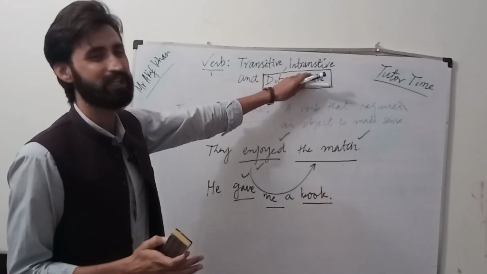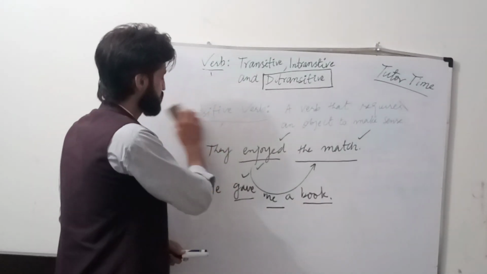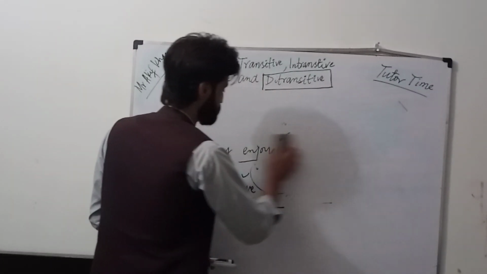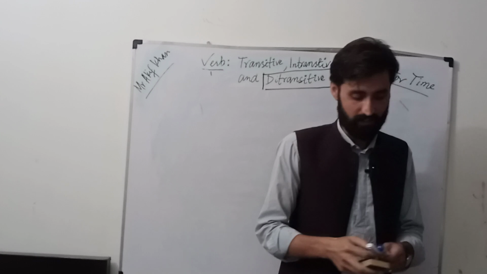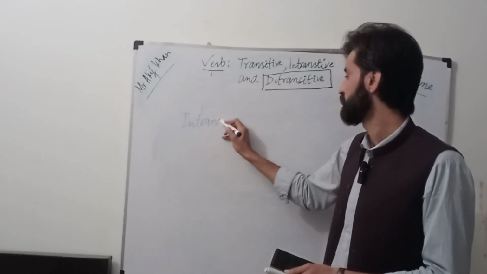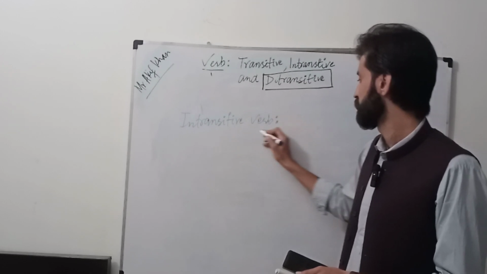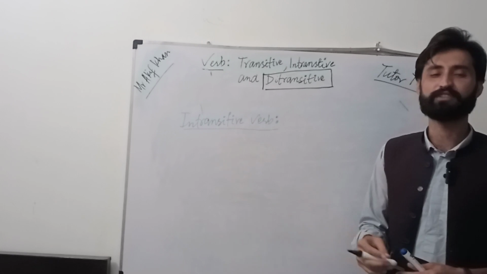Now let's talk about intransitive verb, जो कि इन दोनों से बिल्कुल ही डिफरेंट है. इजी है बट डिफरेंट है. Sorry, intransitive verb. Let's talk about intransitive verbs. So हम कह सकते हैं कि intransitive, अच्छा, अब intransitive verbs are those verbs that do not require an object to give us complete meaning.